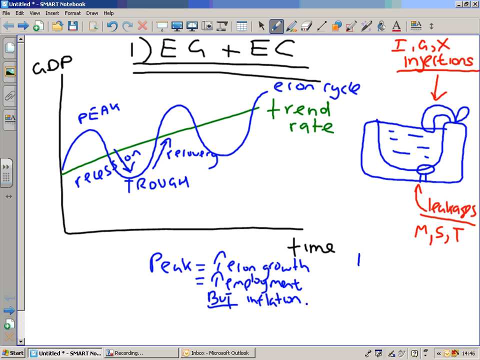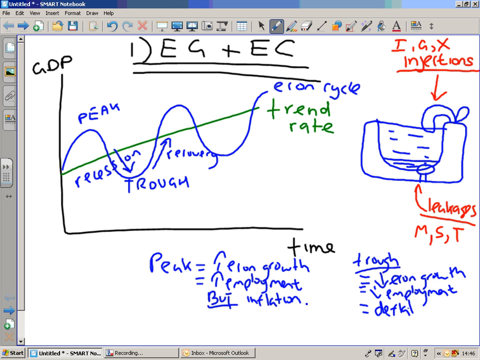When we're at a trough, the water level this time is very low. Lots of leakages, very few injections. At a trough, we've got low or negative economic growth. We've got very low employment, so unemployment will be very, very high. And potentially what we also have is deflation within the economy. So we can see this time that we've also got some problems. This again is an unsustainable point.